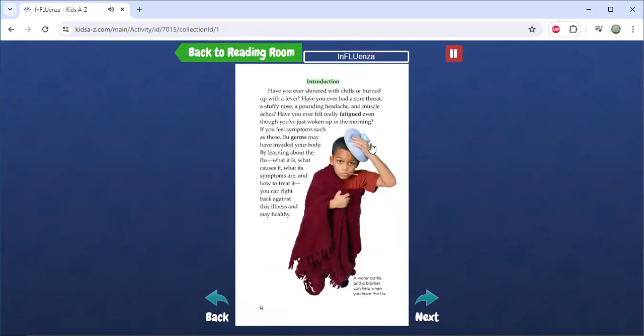Introduction. Have you ever shivered with chills or burned up with a fever? Have you ever had a sore throat, a stuffy nose, a pounding headache, and muscle aches? Have you ever felt really fatigued even though you've just woken up in the morning? If you feel symptoms such as these, flu germs may have invaded your body. By learning about the flu, what it is, what causes it, what its symptoms are, and how to treat it, you can fight back against this illness and stay healthy.